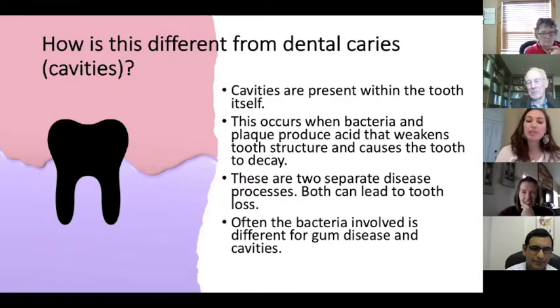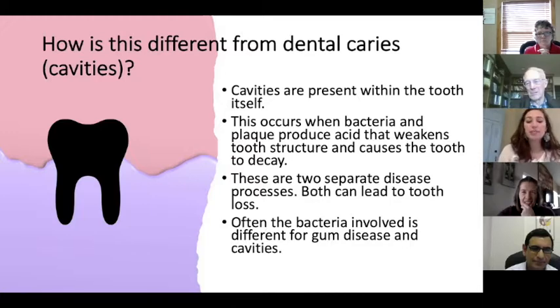And this happens when bacteria and plaque weaken the tooth structure and cause decay. You can see the start of holes in your teeth, or maybe a little black dot. These are cavities happening. Both of these can lead to tooth loss. If you lose too much of your tooth structure and you have too much decay, then you may lose that tooth.